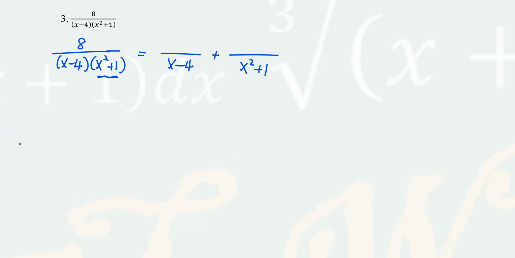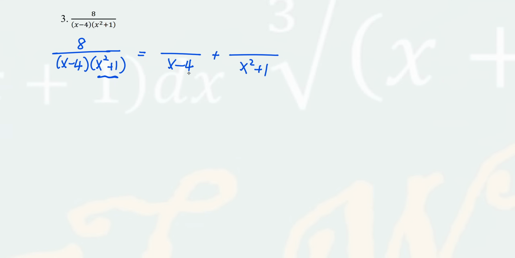Now third case, you need to solve 8 over x minus 4 times x squared plus 1. When you check here, the numerator does not have any x. That means this is a proper rational function. Then we can just go to the partial fractions directly. Now we check here. This is a quadratic function, but this quadratic cannot be factorized. So I will just write plus x squared plus 1.